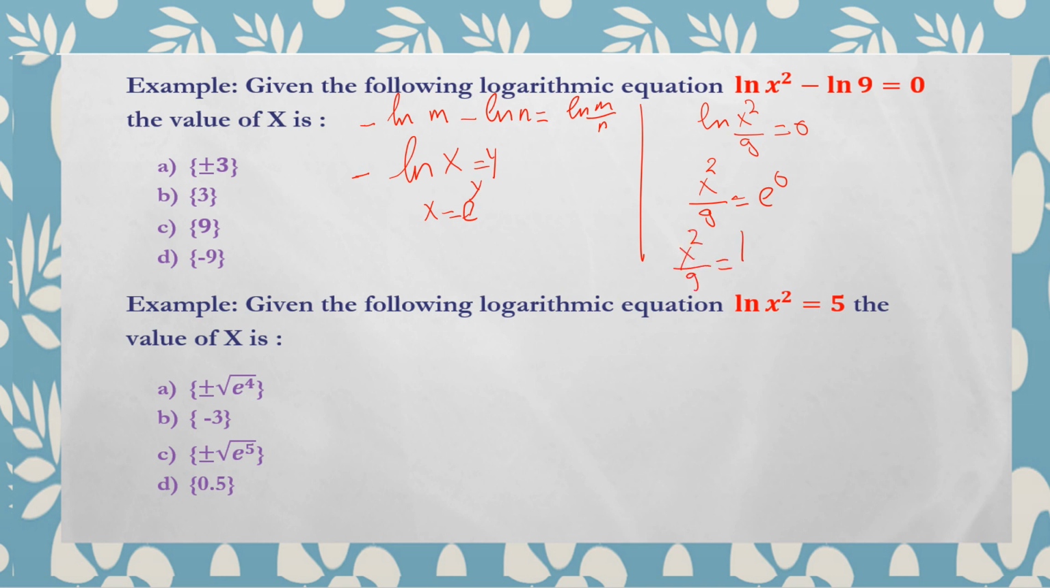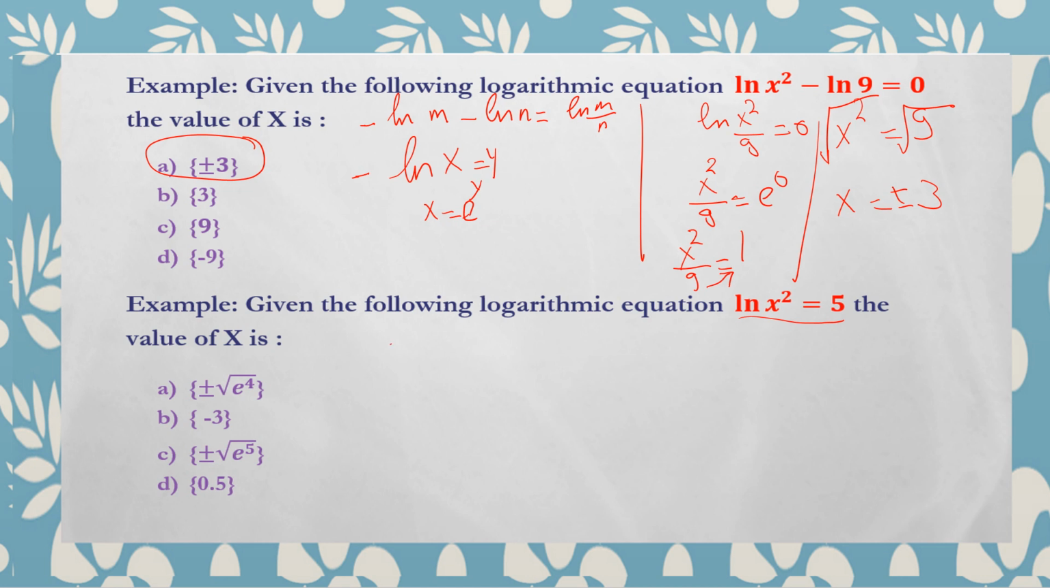So by multiplying both sides, we get x squared equals 9. By taking the square root for both sides, then x equals plus or minus 3, and the correct answer is A. Another example, given the following logarithmic equation, find the value of x.